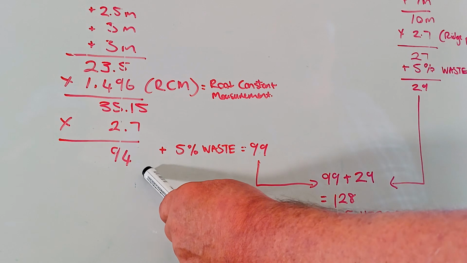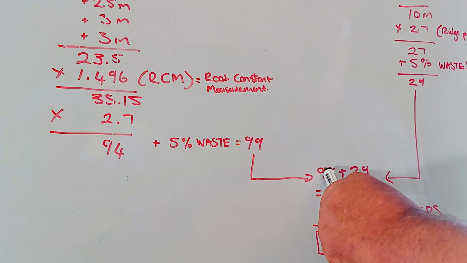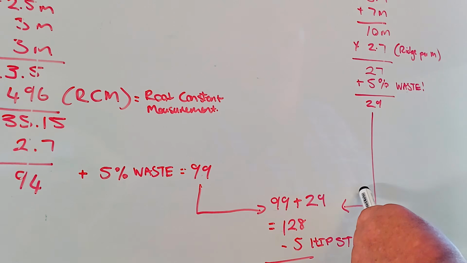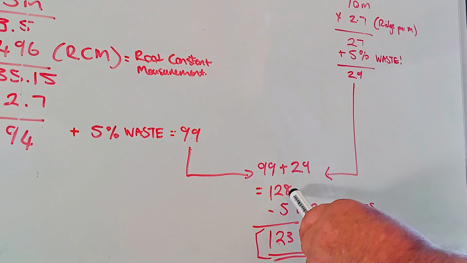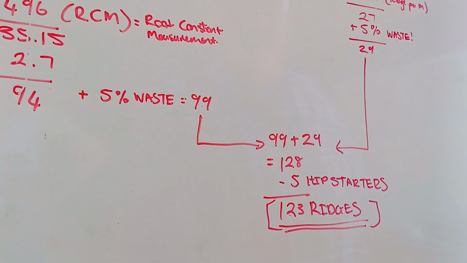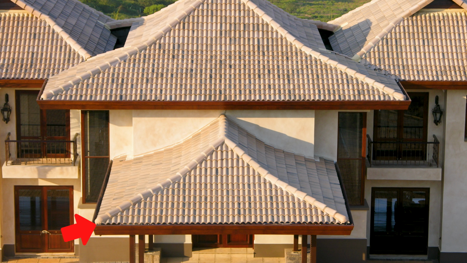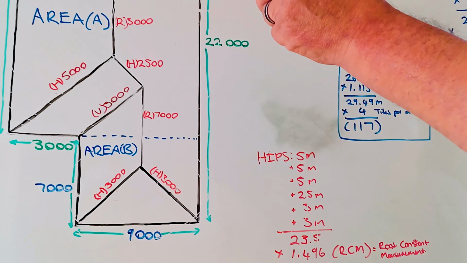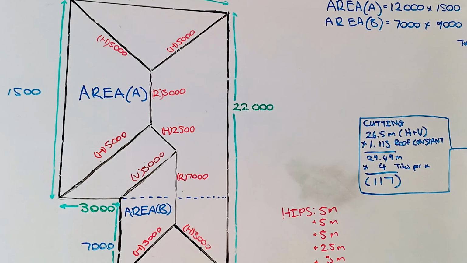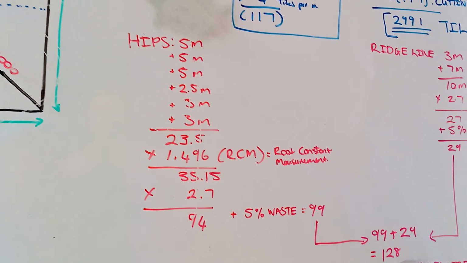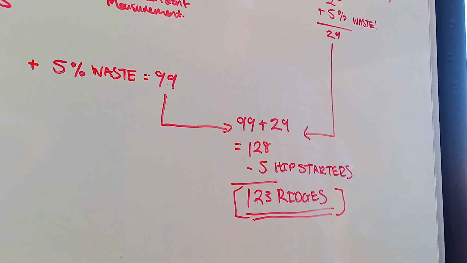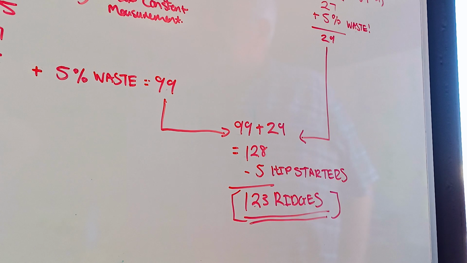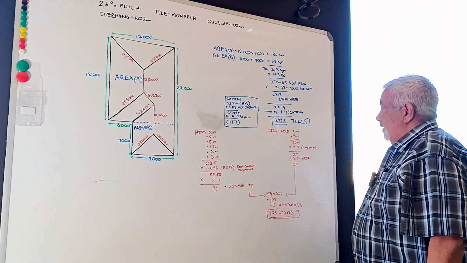If you add your hip ridges and your ridge line together, it will give you a total number of ridges of 128 ridges. But seeing that you will start with hip starters on your hips, there are 5 hip starters on this building, so you can take that 5 off there. So you will use 123 ridges on this building to cover both ridge line and hips, and you will use 5 hip starters.